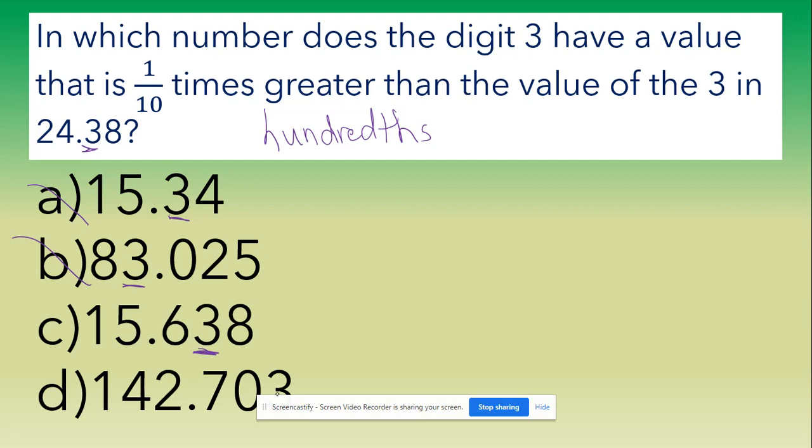We see the 3, and I'm sorry, it's cut off here. The 3 is right here. And it's not letting me write. Okay, the 3 is right here. So that's in the thousands place, which is not the hundredths place. So we know our answer is C, 15 and 638 thousandths.